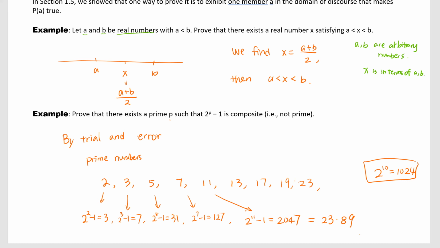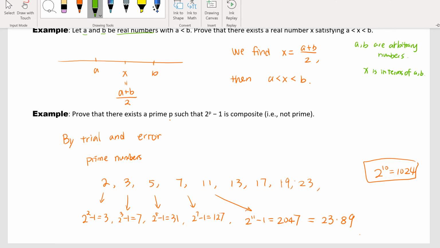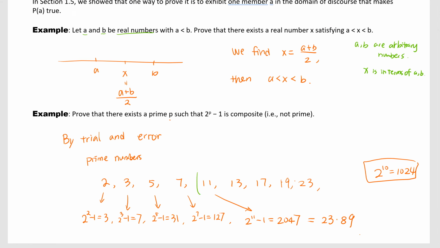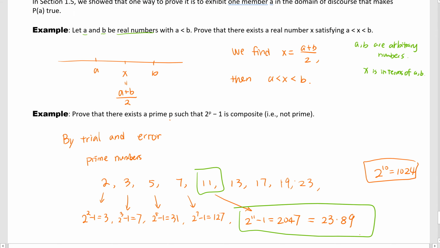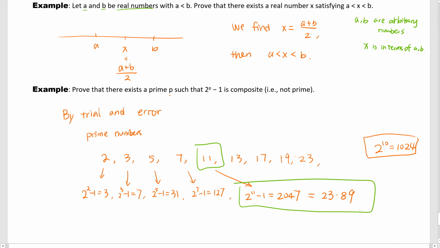Now we have found a prime number such that 2 to the p minus 1 is composite. That example is 11, and 2 to the 11 minus 1 is composite. So now we have finished. We found the number 11 and it works. So this is the existence proof, and for this you just need to find an example.